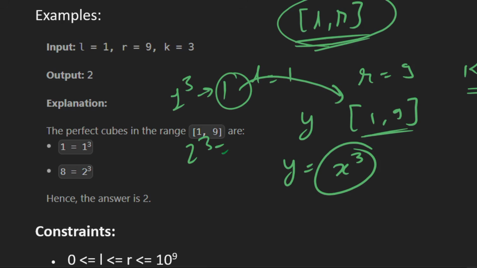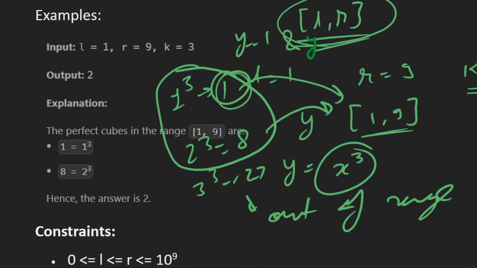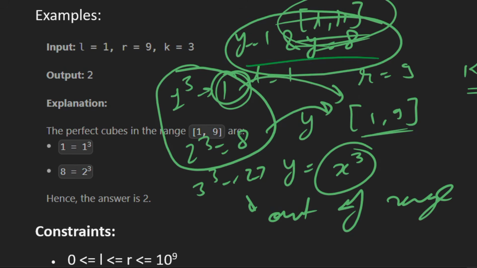Then 2 cube, which is 8, also lies in the range. Then 3 cube, which is 27, is out of the range. So only two values of y, that is y is equal to 1 and y is equal to 8, lie in this range, right? So our output is 2.